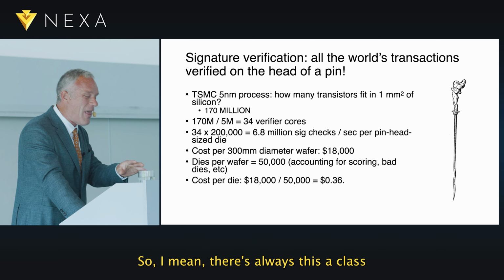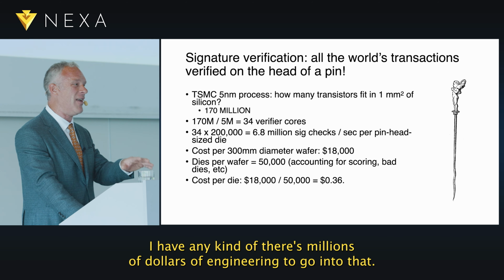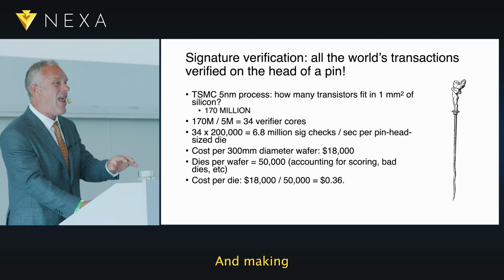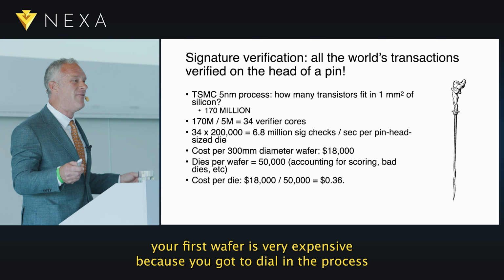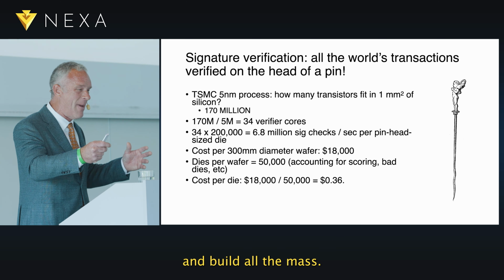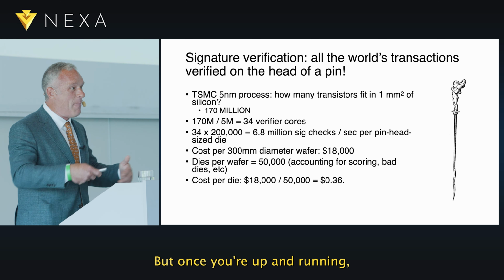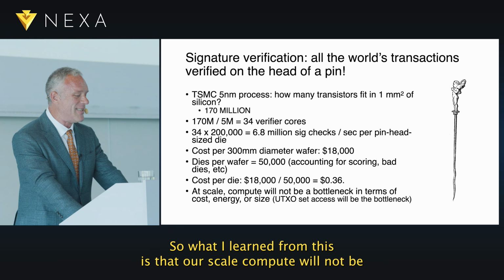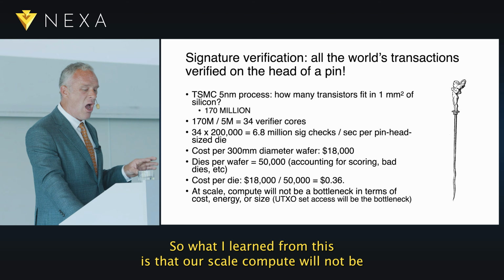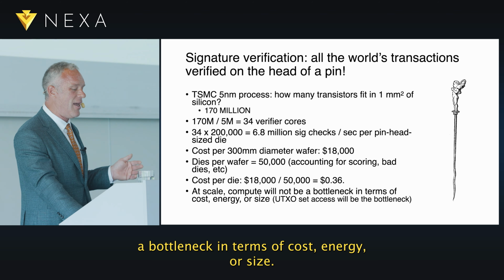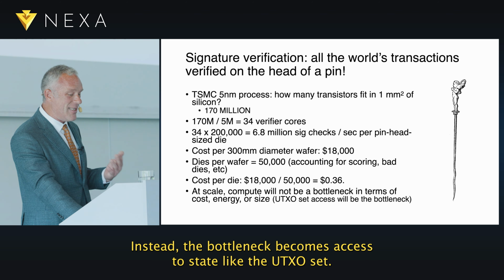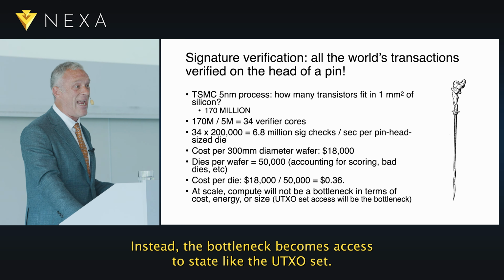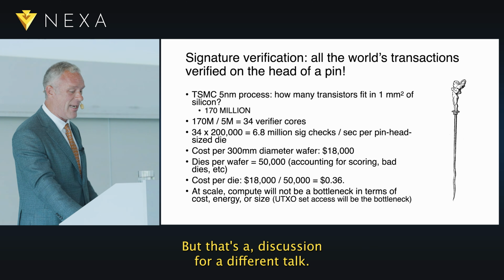It's pretty cool. So, I mean, there are obviously some costs I haven't included. There's millions of dollars of engineering that go into that. And making your first wafer is very expensive because you've got to dial in the process and build all the masks. But once you're up and running, the incremental cost is really quite affordable. So what I learned from this is that at scale, compute will not be a bottleneck in terms of cost, energy, or size. Instead, the bottleneck becomes access to state, like the UTXO set, but that's a discussion for a different talk.